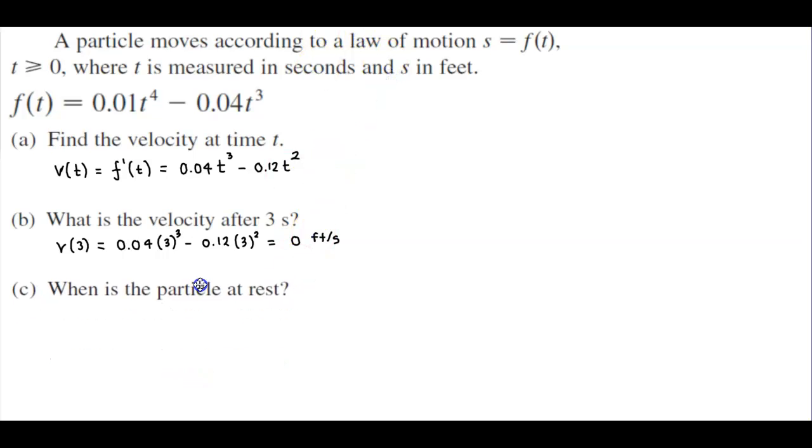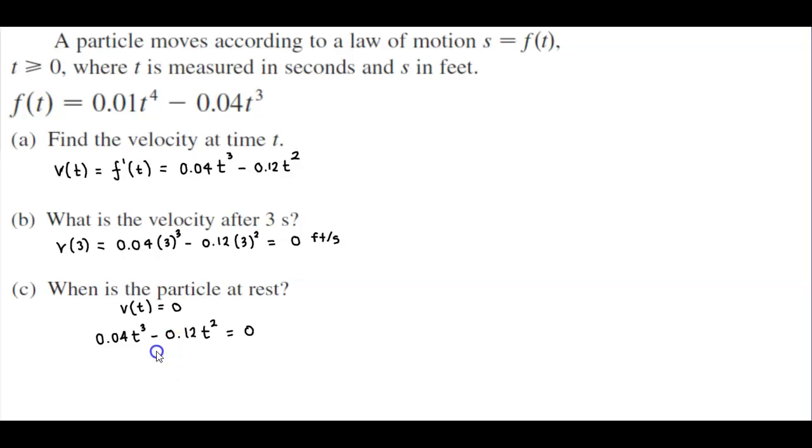Now the next question it wants to ask us is, when is the particle at rest? Well, the particle is at rest when v of t is equal to 0, or the velocity function is equal to 0. So if we take our velocity function, which is 0.04 t to the third power minus 0.12 t to the second power, we set that equal to 0.